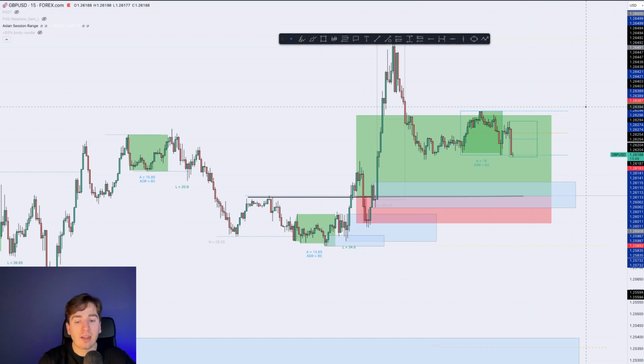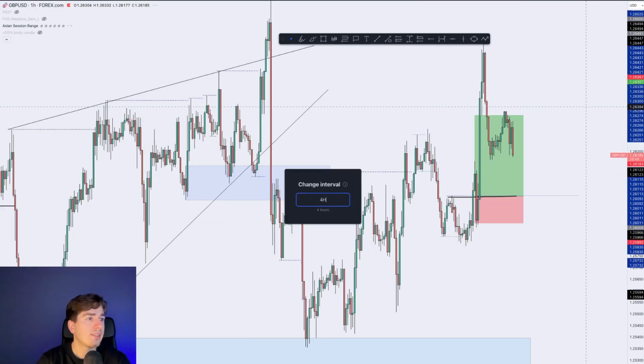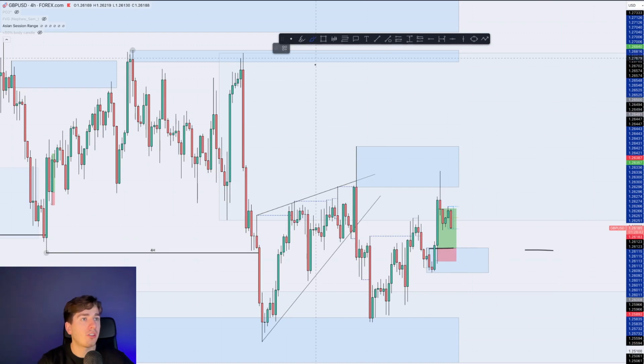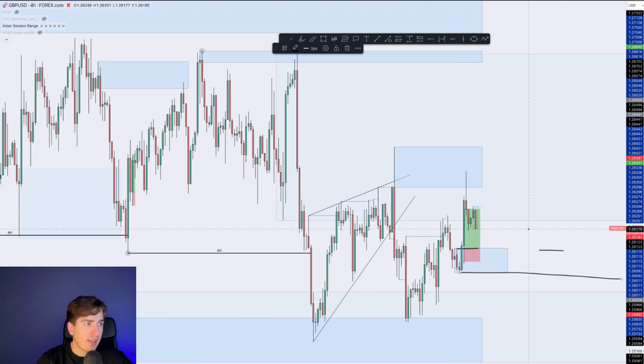Then you can go for a long, otherwise just wait and see. But overall on the 4-hour, we do expect further upside continuation, as long again as this overall low holds of that bearish candle. So yeah, that is that, and supply playing out beautifully as well.